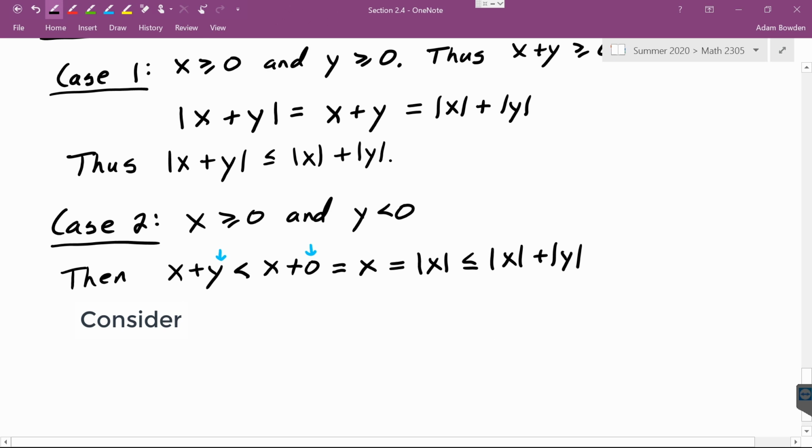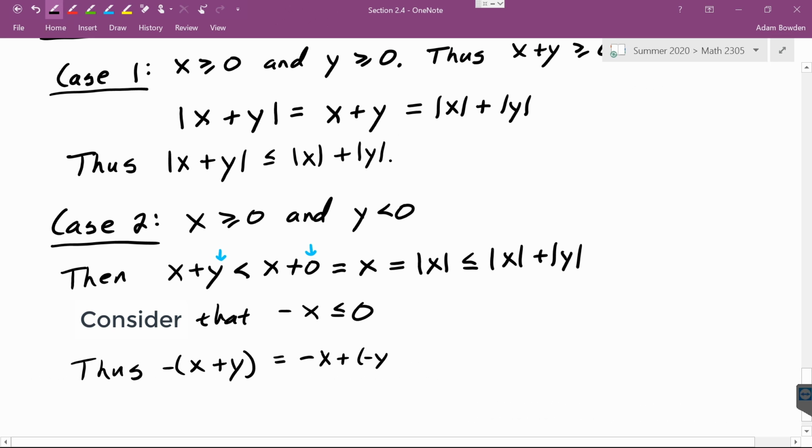So now consider that negative x must be less than or equal to 0. And thus, we can say that negative x plus y, which is equal to negative x plus negative y, must be less than or equal to 0 plus negative y. And this is equal to negative y, and since y is a negative number, that's equal to the absolute value of y, which has to be less than or equal to the absolute value of x plus the absolute value of y.